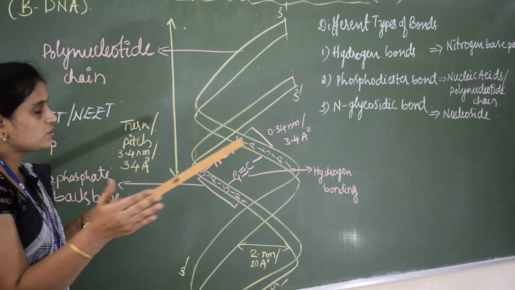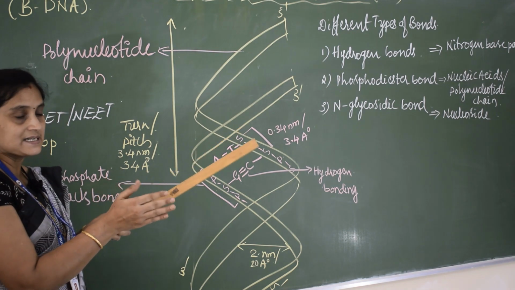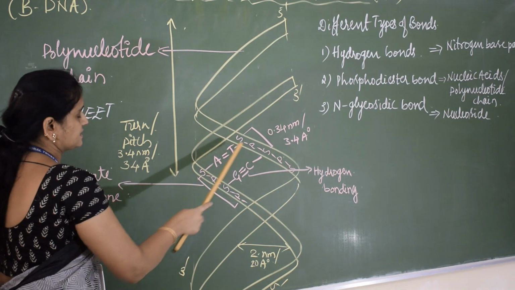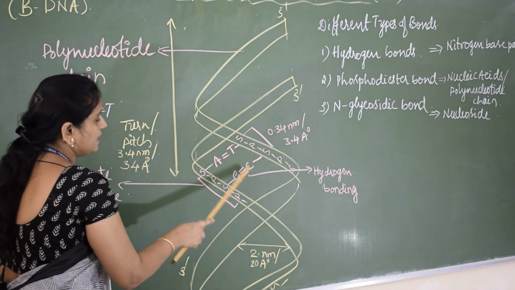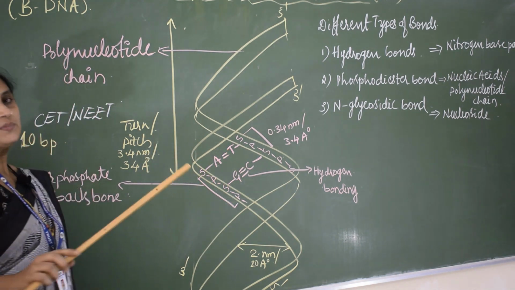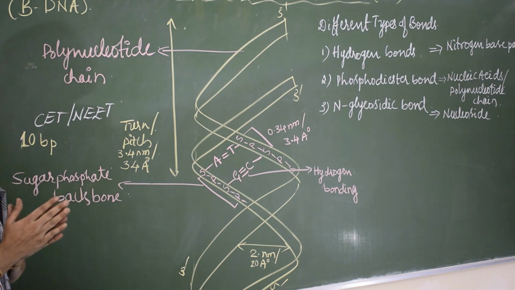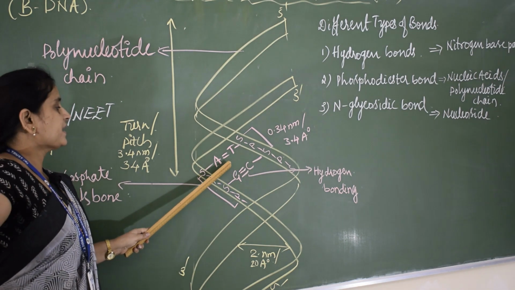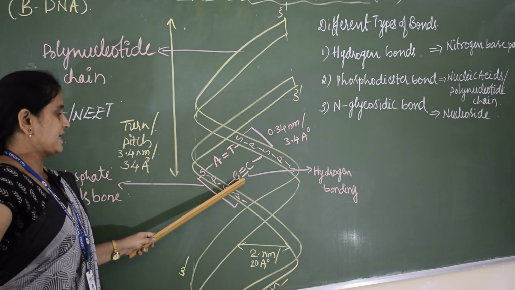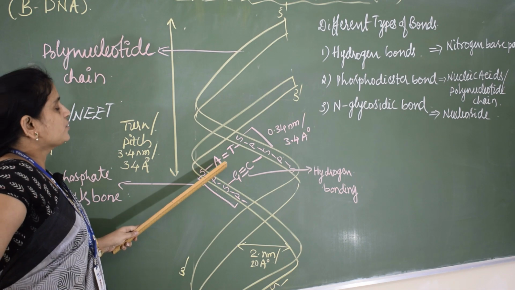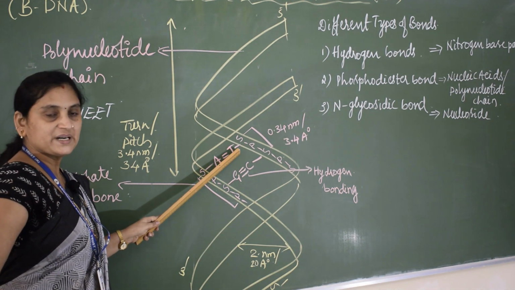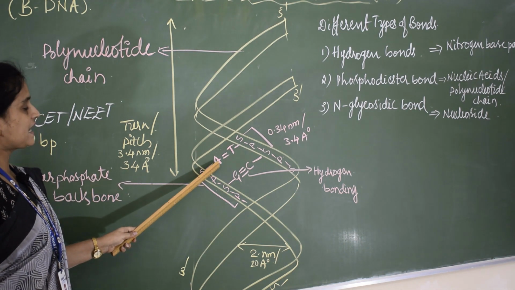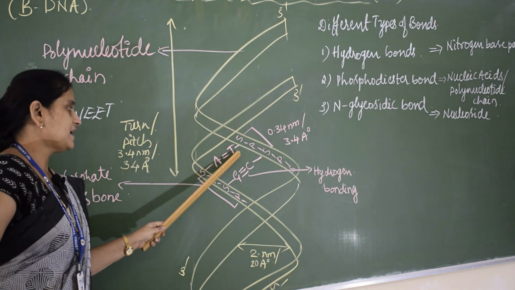How are the two polynucleotide strands held together? The two polynucleotide strands are held together by the hydrogen bonds formed between the nitrogen bases of the opposite strands. It is very specific, complementary base pairing. Complementary means the purines always pair with pyrimidines and vice versa. Here, the purine base adenine always pairs with thymine.